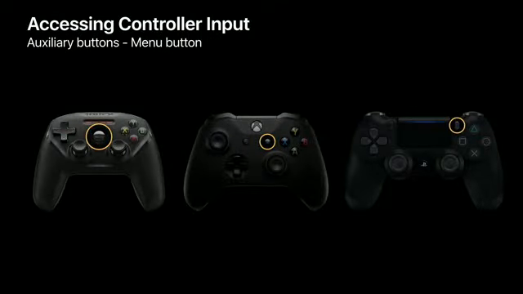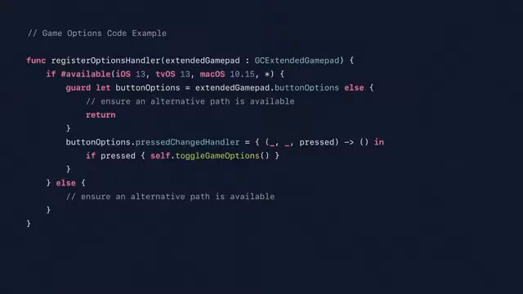So that was the menu button. Now let's look at the options button. Again, remember that not all controllers may have this button. Let's dive into another code example to see how we should handle this. Here, we want to bring up an in-game settings menu whenever the player presses the options button.